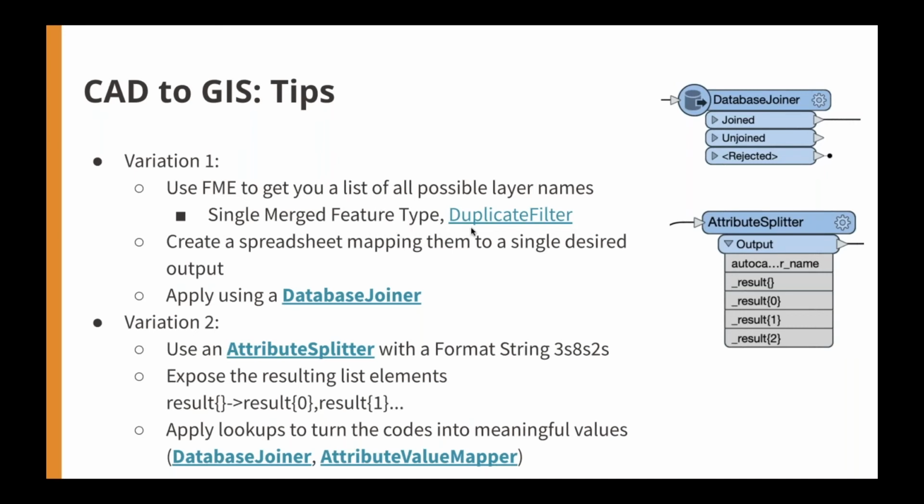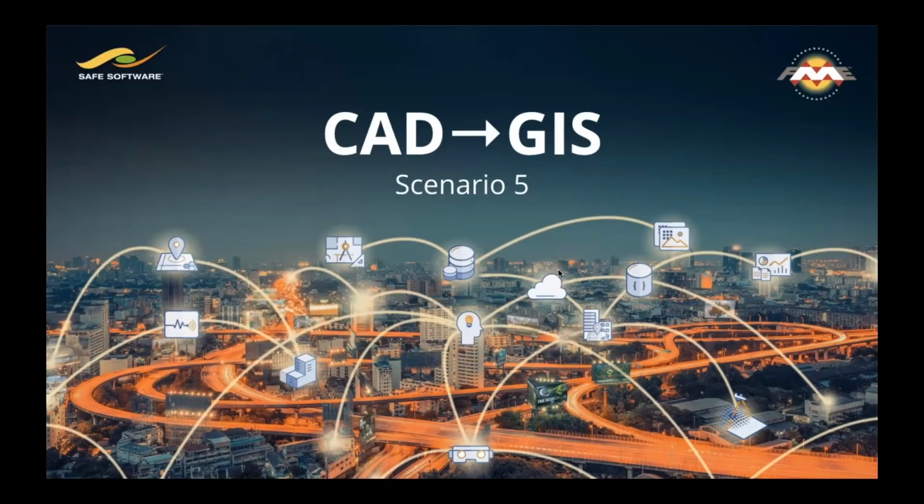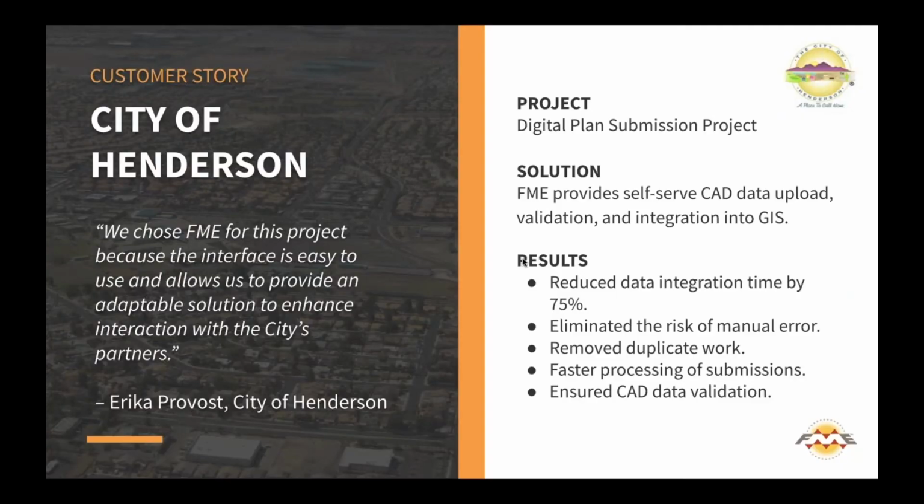So what are some of the tips? Use FME to get you all the layer names if you have this kind of a problem, and duplicate filter is a good friend. Create a spreadsheet to map them. Otherwise, for the variation 2, use an attribute splitter, and then again, you use the database joiner to get where you needed to go.